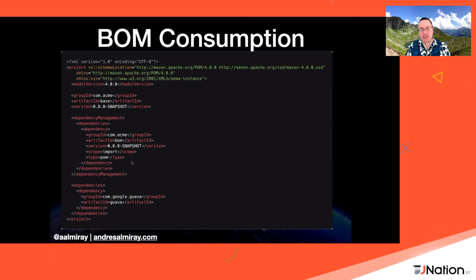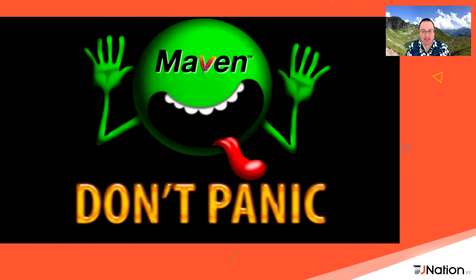And once we do this, then it's just as if the dependencies coming from the BOM were defined explicitly in your POM file. It turns out to be just like any other regular dependency management block and just works exactly the same. And I believe that this is pretty much what I have today.